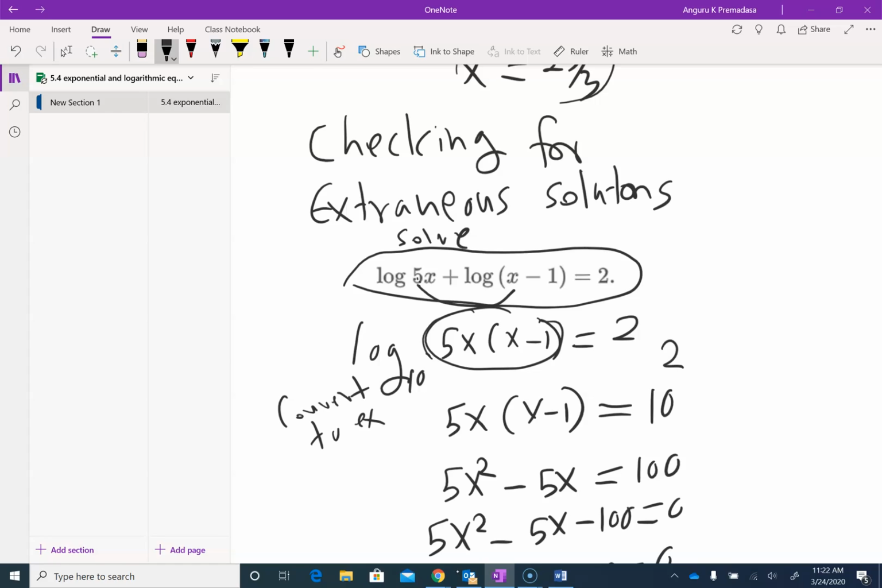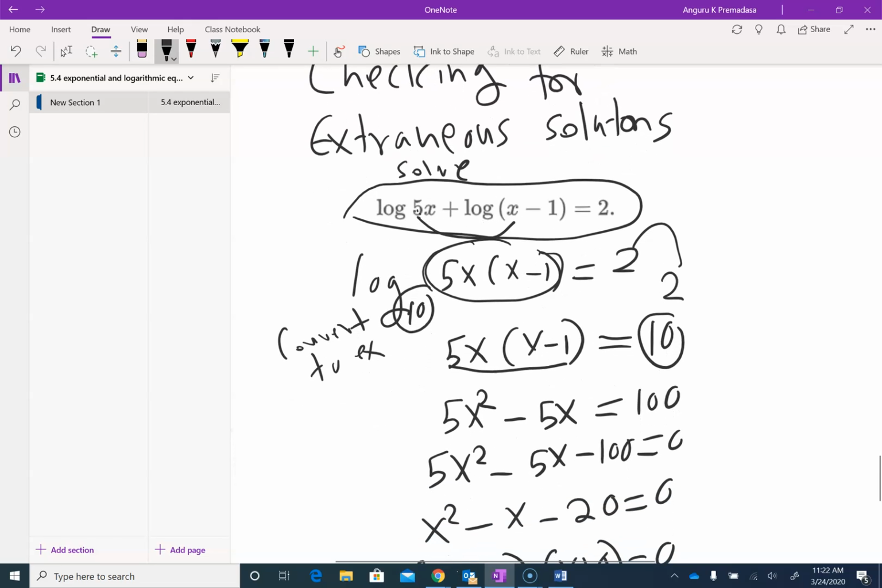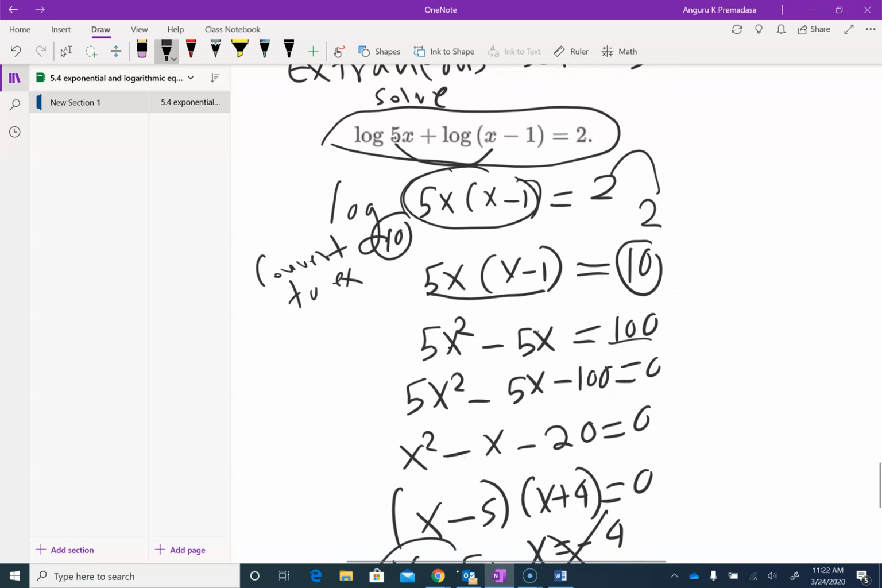And when you convert to exponential, the base becomes the base. Whatever is down there becomes the power, and you are left with this on the left side. So when we distribute this, we get 5x squared minus 5x is equal to 10 squared, which is 100. So it's a quadratic. Before we do anything, we take everything onto the left hand side: 5x squared minus 5x minus 100 equals 0.